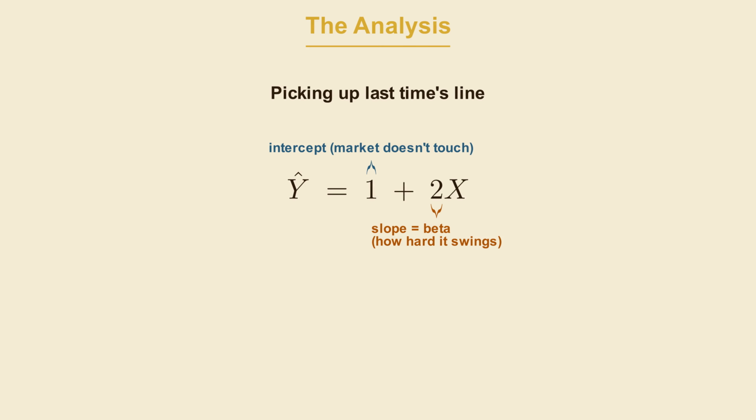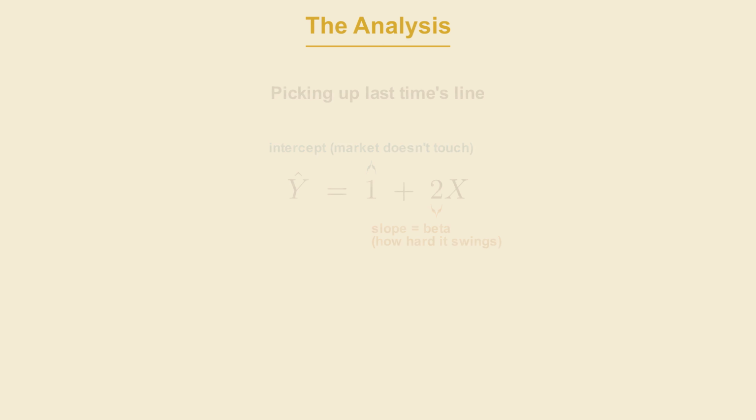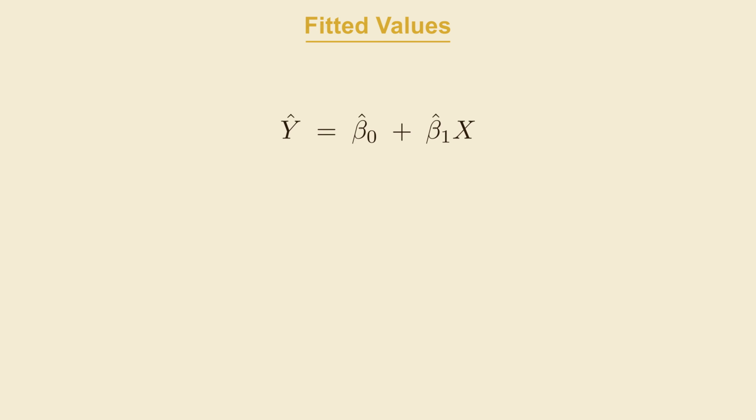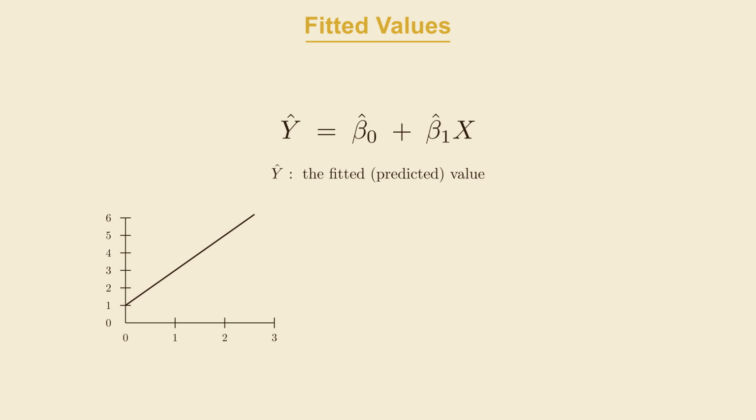Today we're going to take that line and pull two new quantities from it. The first is the fitted value. The fitted value is just what the line predicts. You take a month's market return, plug it into the line, and whatever comes out is the fitted value for that month. We write it as y hat. The hat means that it's estimated or predicted. So for the first month, the market was up 1%. If we plug in 1, 1 plus 2 times 1 is 3. So the fitted value is 3%. That's the return that the line says the fund should have in that month.